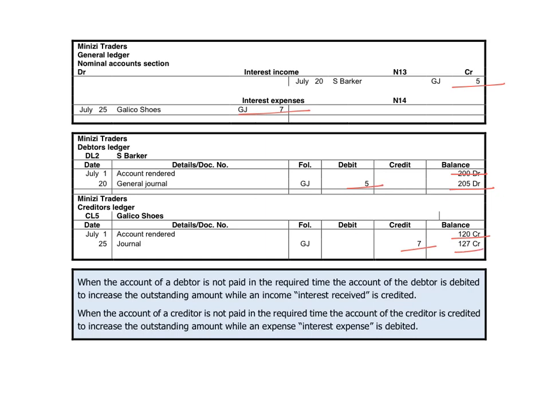When the account of a debtor is not paid in time, the account of the debtor is debited to increase the amount that he owes you, and interest received, that is an income, will be credited. When the account of a creditor is not paid in the required time, the creditor will be credited to increase the outstanding amount of the liability, and the expense account interest expense will be debited.